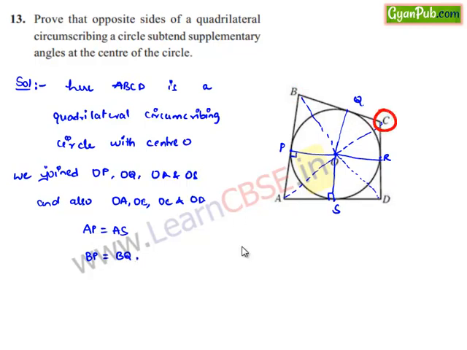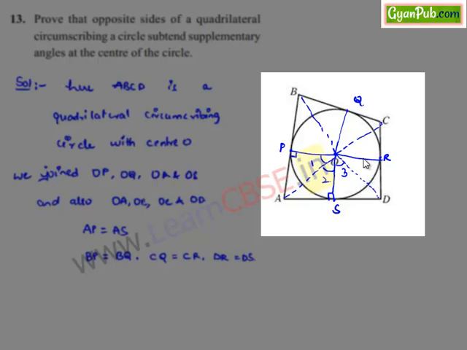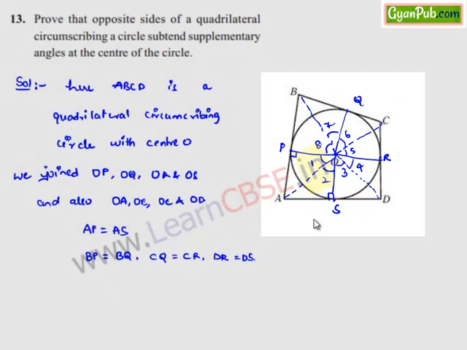Similarly, from point C, CQ and CR are tangents. Therefore, those lengths will be equal. And also, from point D, DR and DS are also tangents. Those lengths will be equal. Now, let us name the angles as angle POA as 1, angle AOS as 2, and angle SOD as 3, angle DOR as 4, and angle COR as 5, angle COQ as 6, and angle BOQ as 7, and angle POB as 8.